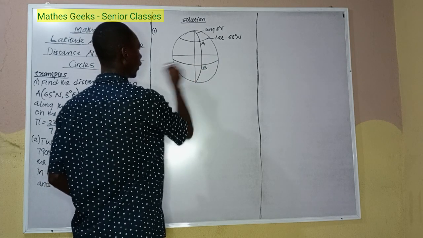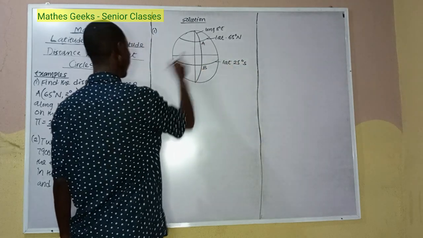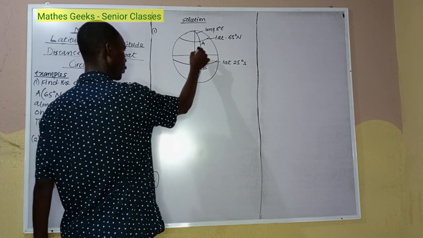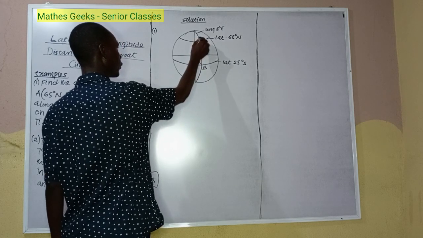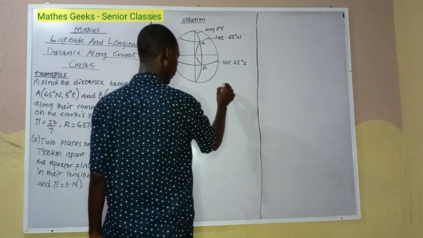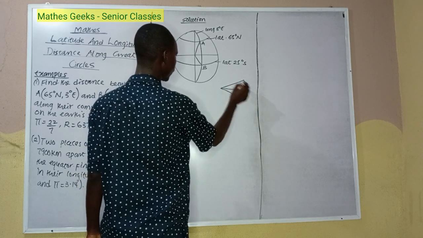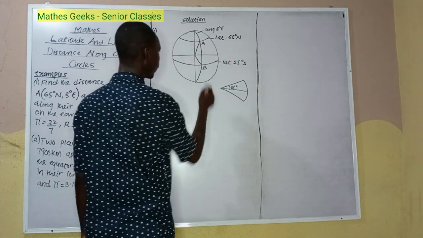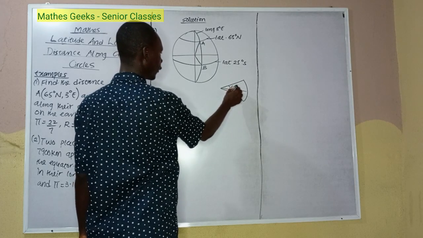So this is B, latitude 25 degrees south, along a common meridian, so both points are on the same longitude. So from the equator to this point, that's a great circle. This will give us latitude 65 degrees, and then along the equator to point B will give us this angle, which is 25 degrees.